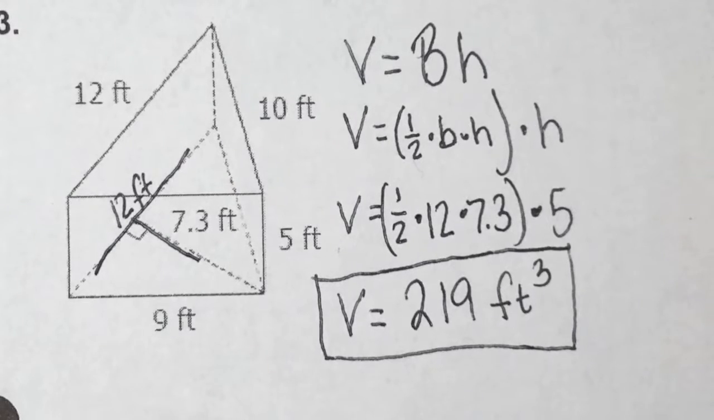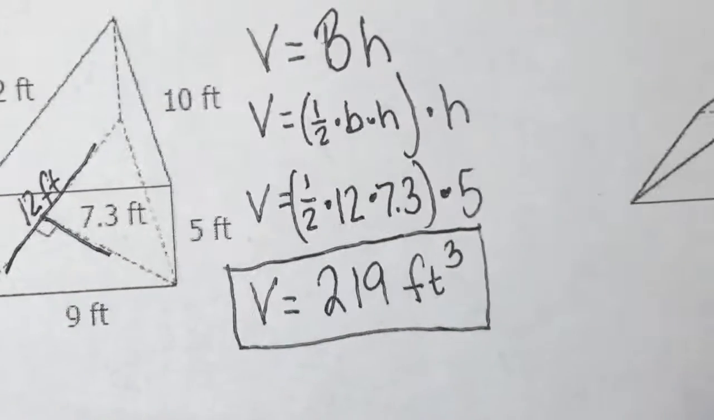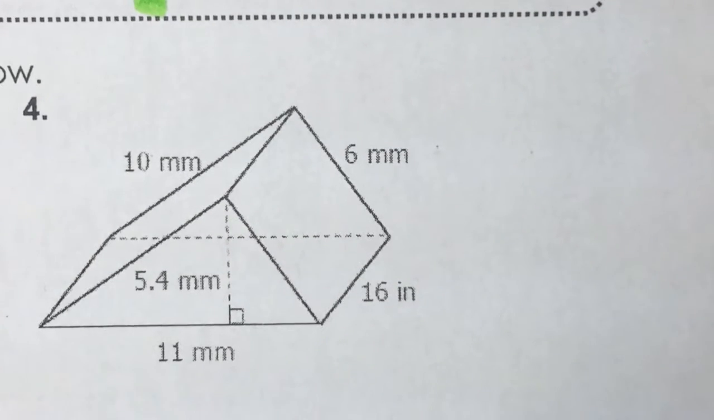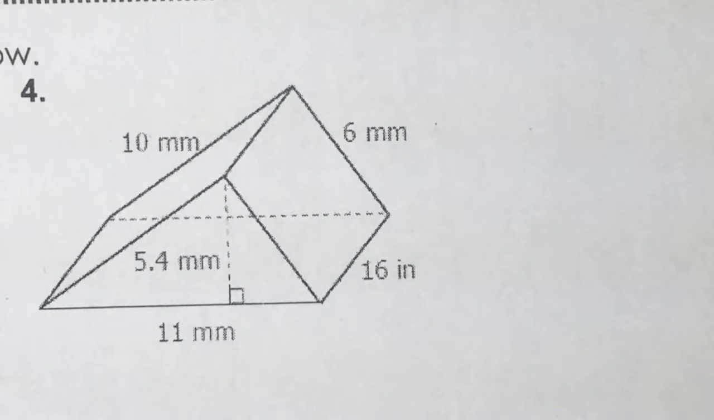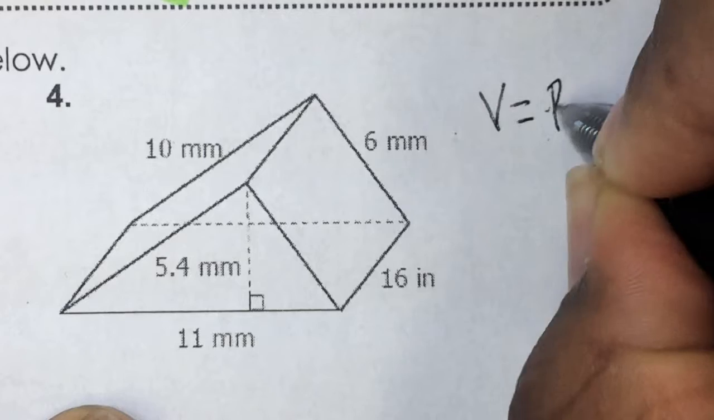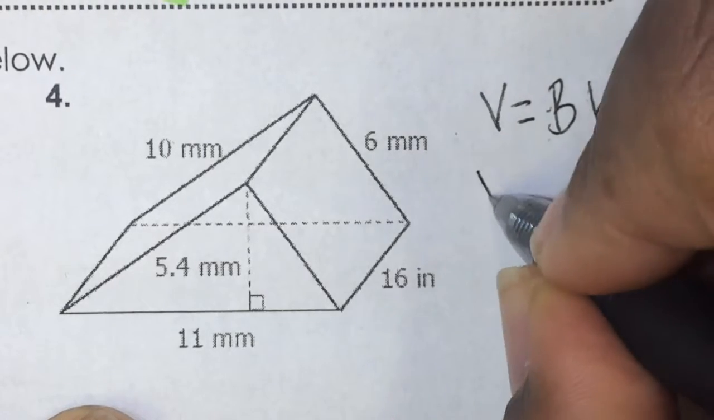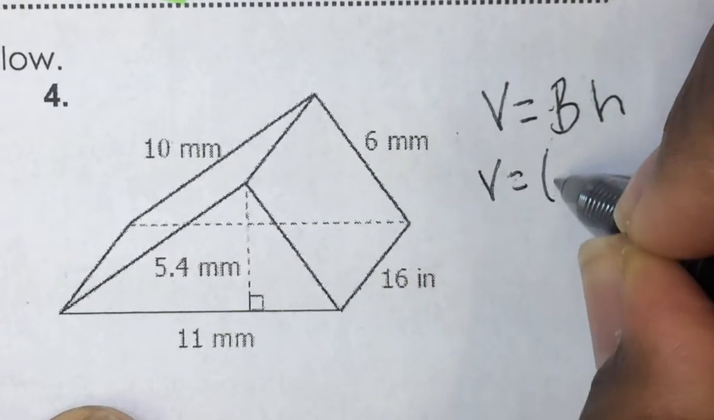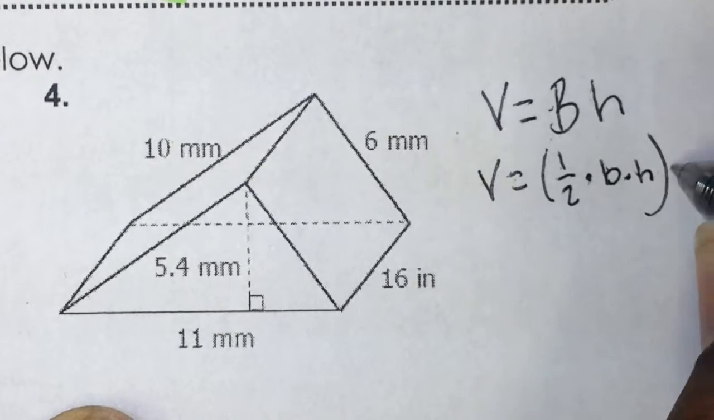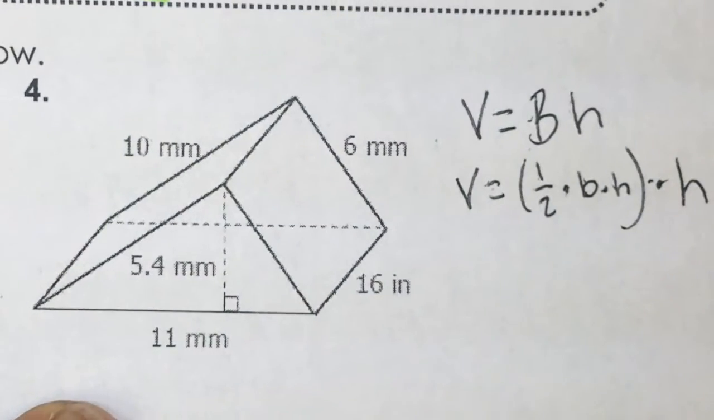Next problem, very similar situation. Kimberly, I want you on this one. So volume equals capital B times height. Kim, this is a triangular prism. So it's going to be 1/2 times B times H in parentheses times H on the outside.